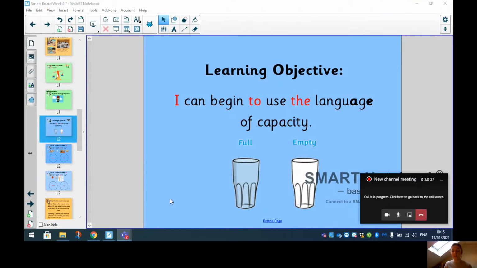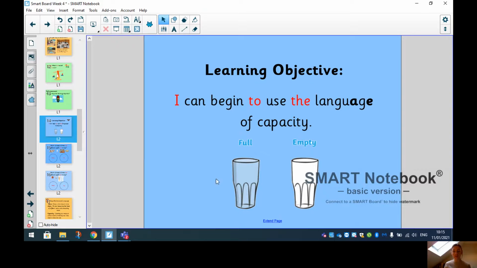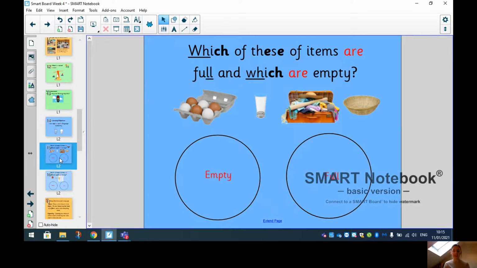Now, capacity is all about describing if something is full or if it is empty. So if we look at the cups on the screen, you can see that this one is full because the water is at the top, and this one has got nothing inside, so it is empty. And those two words are part of our capacity language. OK, let's look at the next slide.